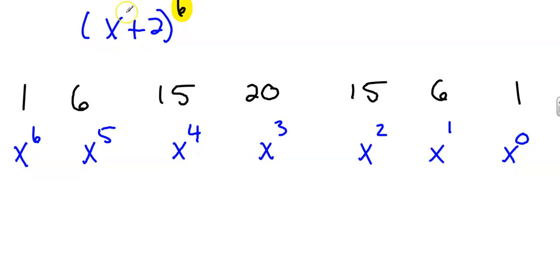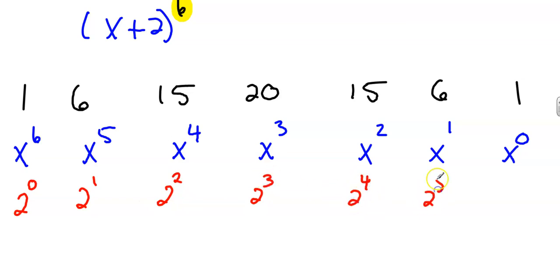And then we're going to take the 2, which is the second term, and it's going to go opposite. It's going to go up a power. To the 0, to the 1st, to the 2nd, to the 3rd, to the 4th, to the 5th, and to the 6th.